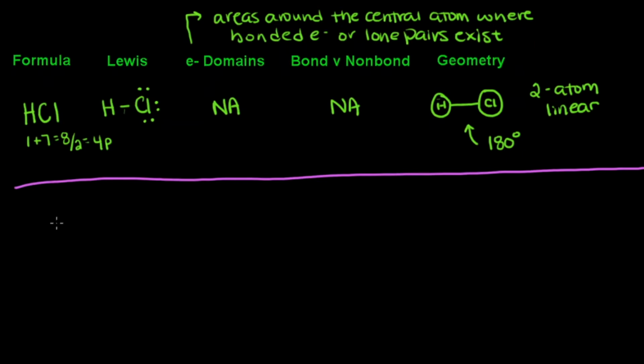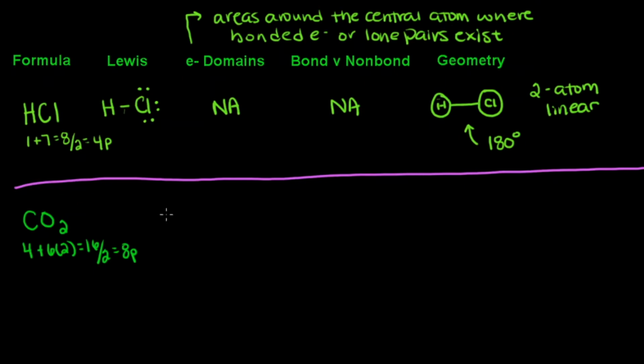Okay, let's start working with molecules that have central atoms. Let's draw the Lewis dot diagram for CO2. Now these are all Lewis diagrams we've drawn before, so they should be pretty easy for you guys to come up with. So 4 plus 6 times 2, 16 divided by 2. We're working with 8 pairs of electrons.